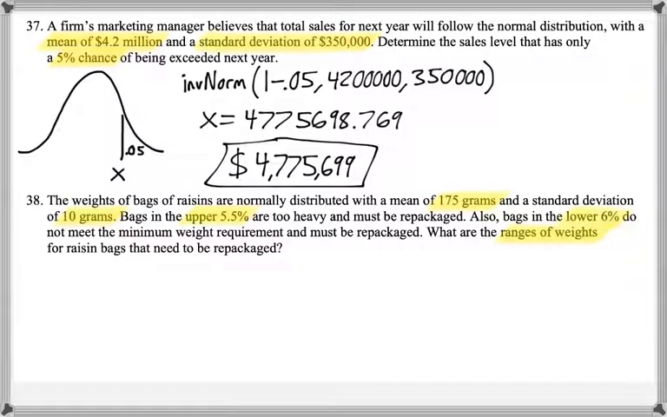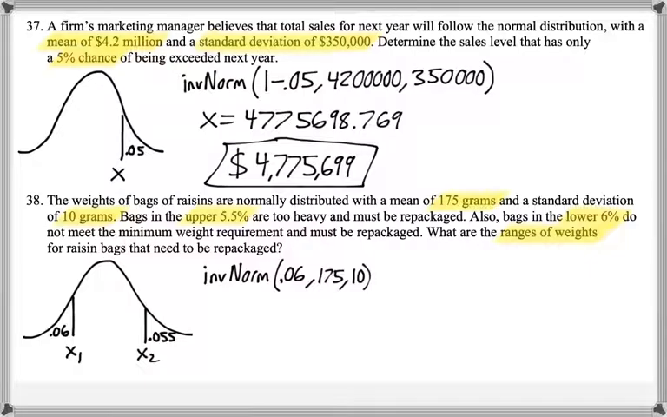So the picture would look like this. The lower 6% is the 0.06 on the left, and the upper 5.5% is the 0.055 on the right. So let's find the left value first. We want to do inverse norm of 0.06 and then specify the mean and standard deviation. We get 159.45226. So I'm going to round that to 159.